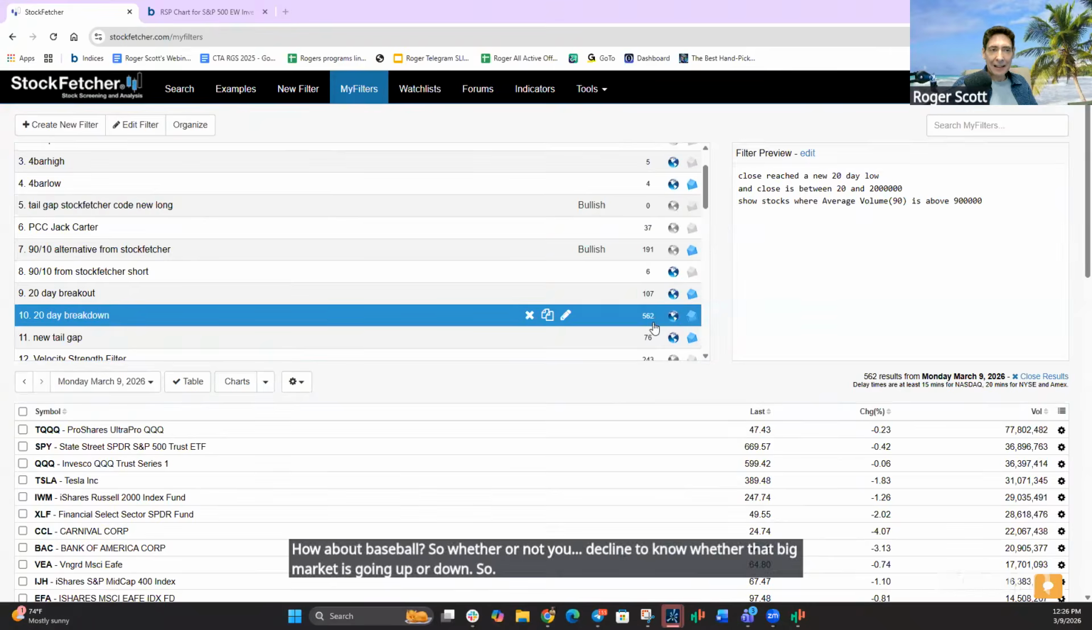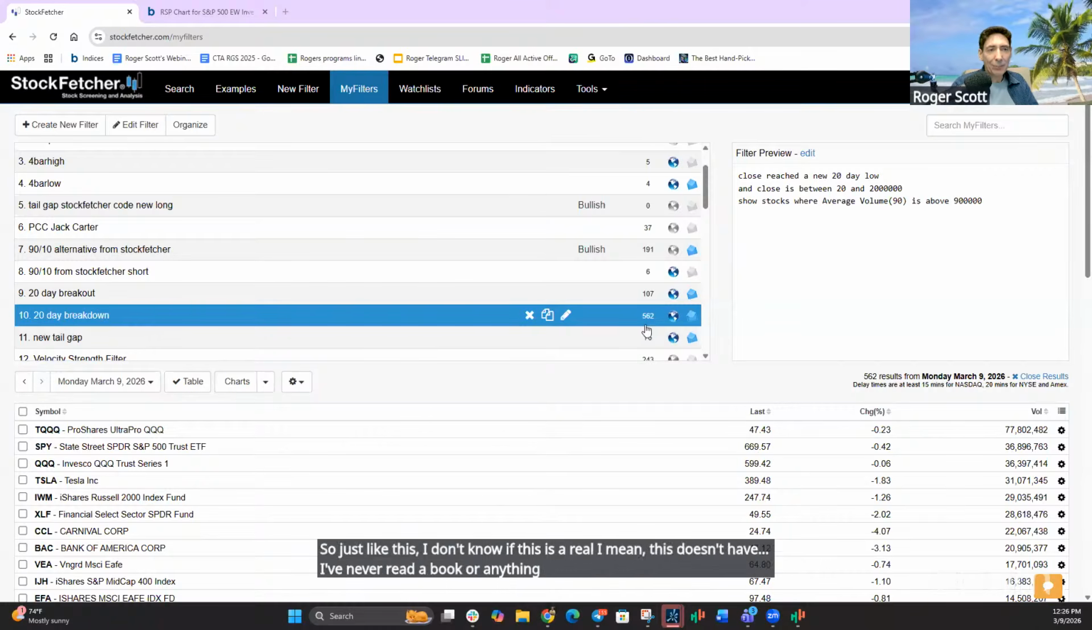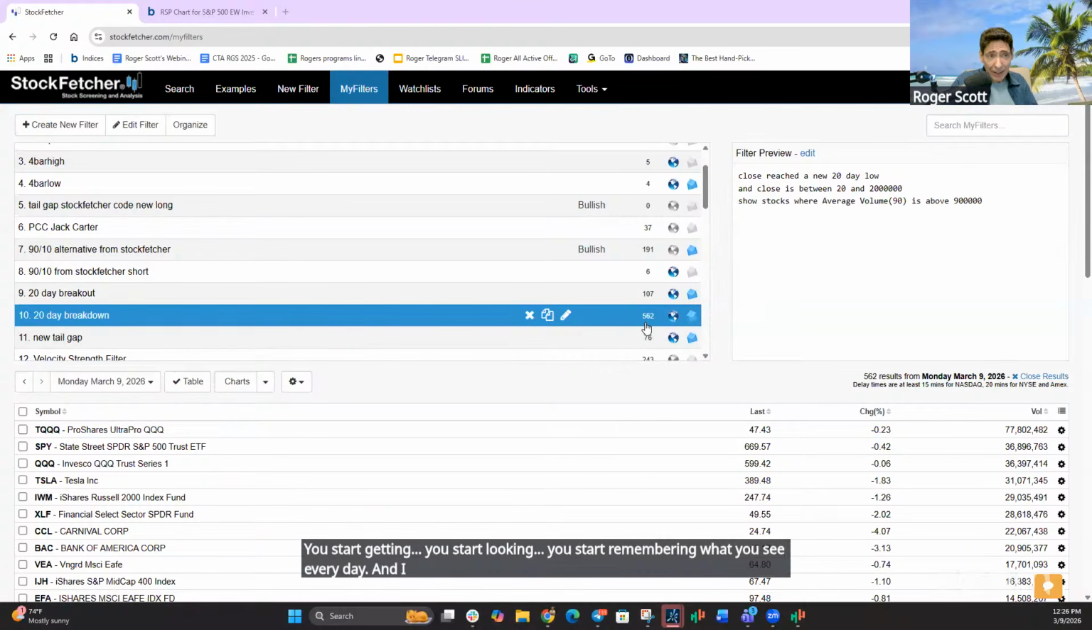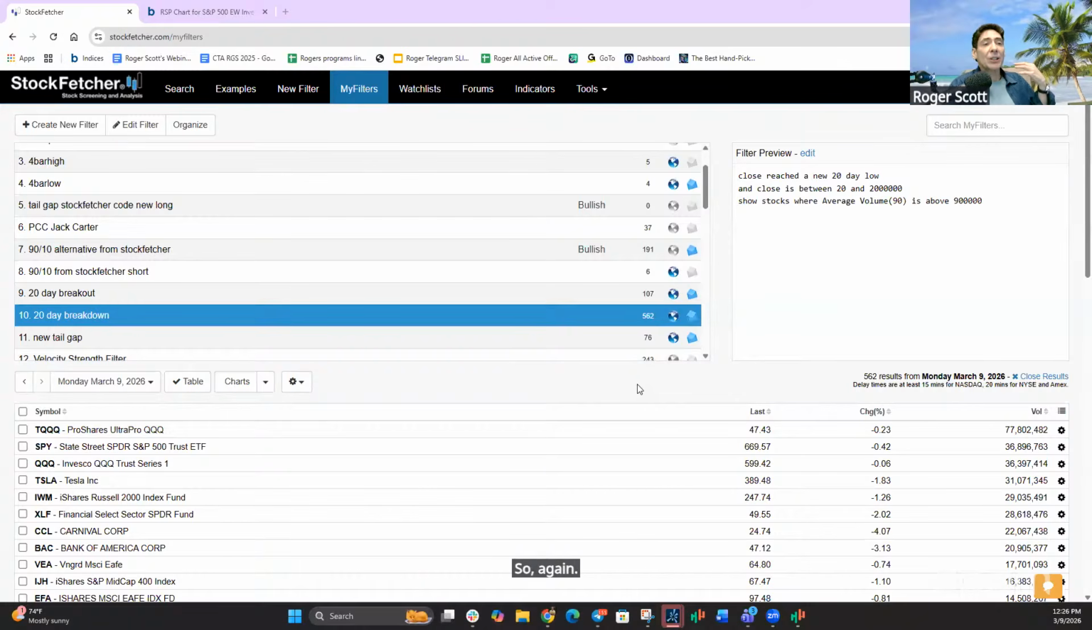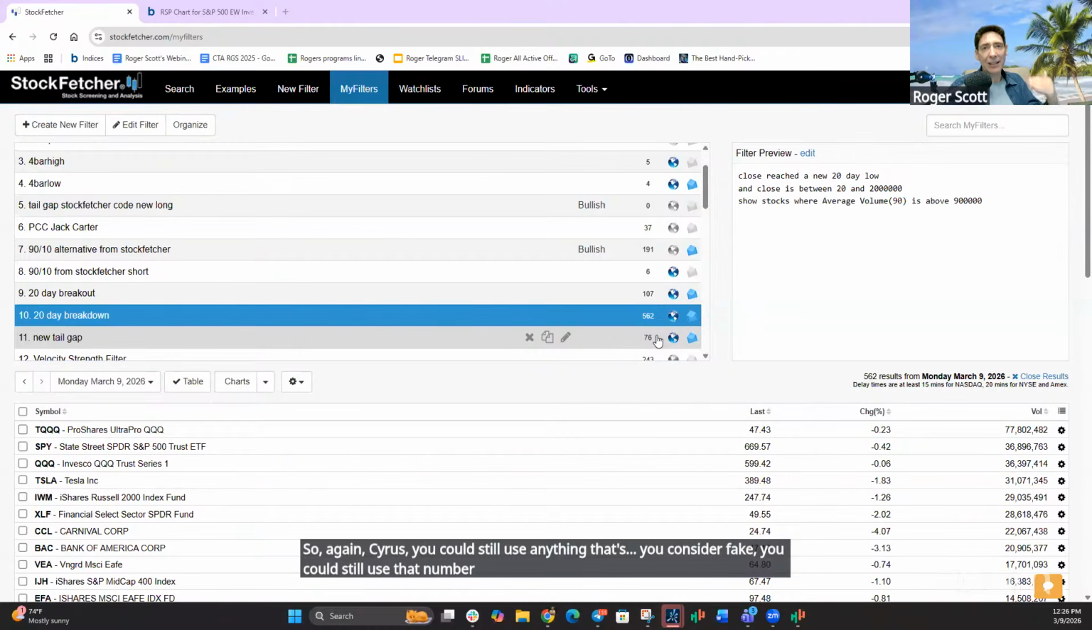I've never read a book or anything about this. I've been just watching it forever because it's on my list every day. This is probably the first tool I've ever made here when I started using this over 20 years ago. And when you use something for 20 years, you start remembering what you see every day. I know that anytime this gets into the high 400s or high 500s, mid 500s, it got into 700. So again, Cyrus, anything you consider fake, you could still use that number as a baseline. So just throwing it out there.